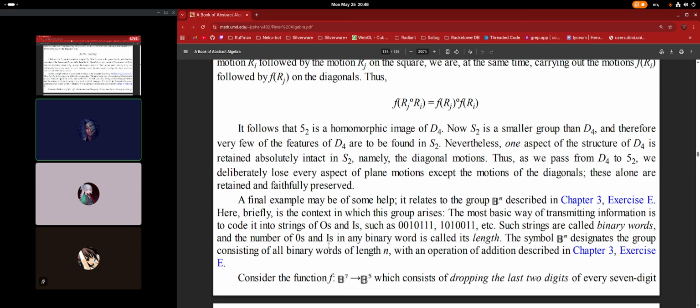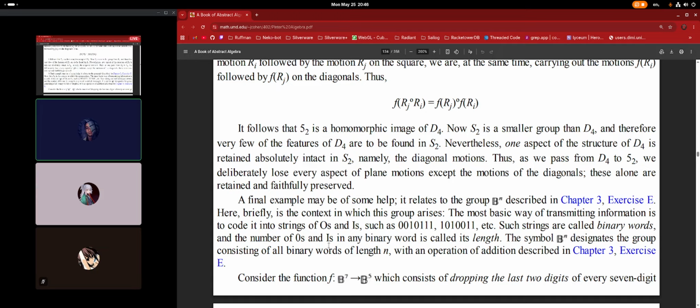Now S2 is a smaller group than D4, and therefore very few of the features of D4 are to be found in S2. But one of them is the diagonal motions. Thus, as we pass from D4 to S2, we deliberately lose every aspect of plane motions except the motions of the diagonals.